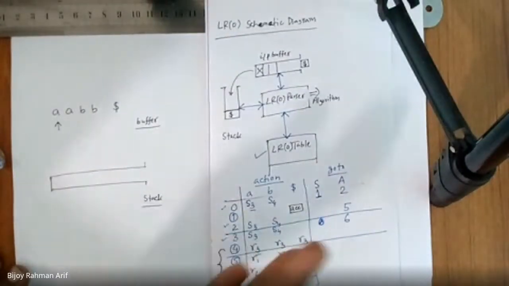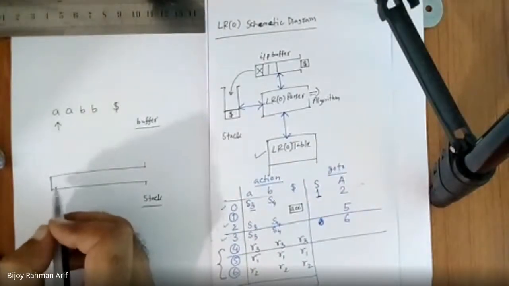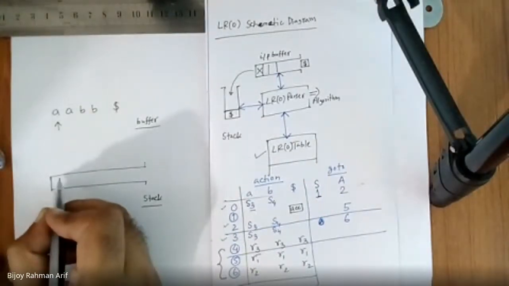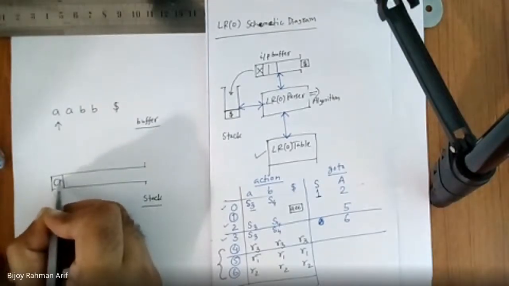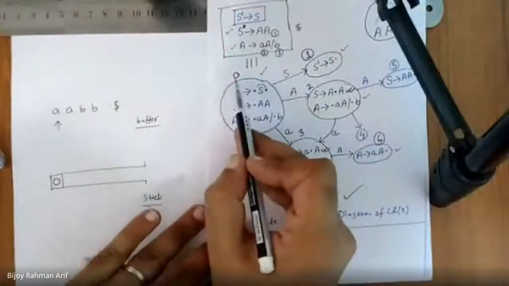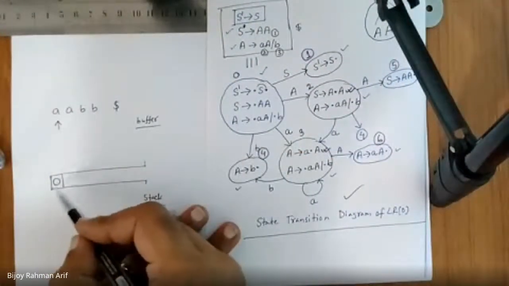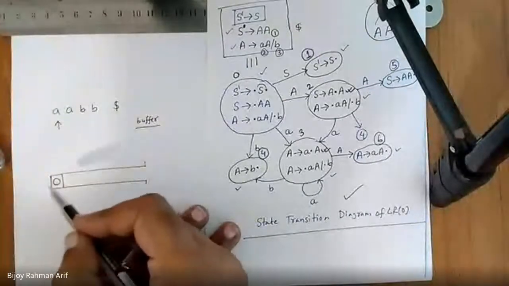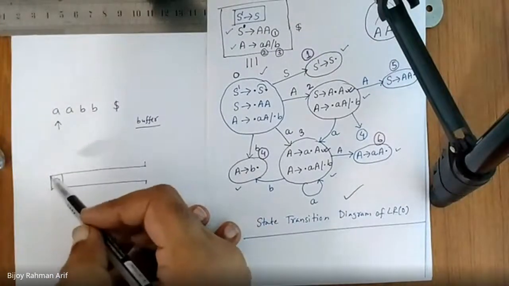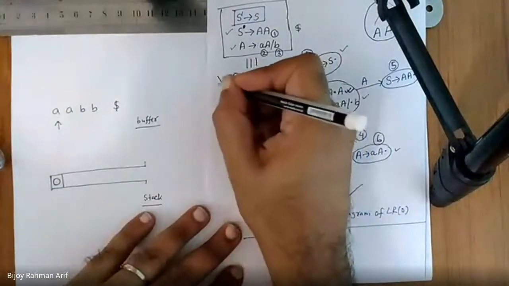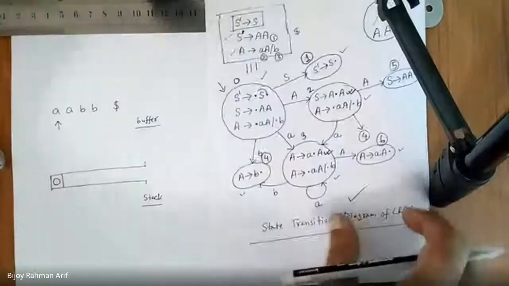In all the parsers before, we always put an entry in the stack, which is dollar. But in this case, we put another entry, which is the first state number. And what is the first state number? 0. So here the entry would be 0. The stack initially contains state number 0. That means we start our journey from this state. Is it clear, guys?